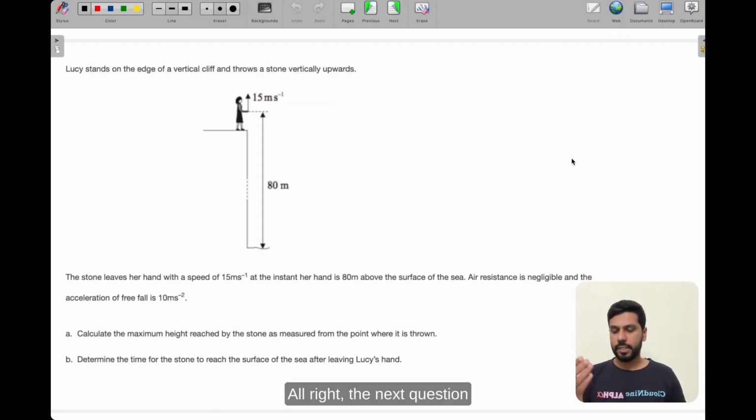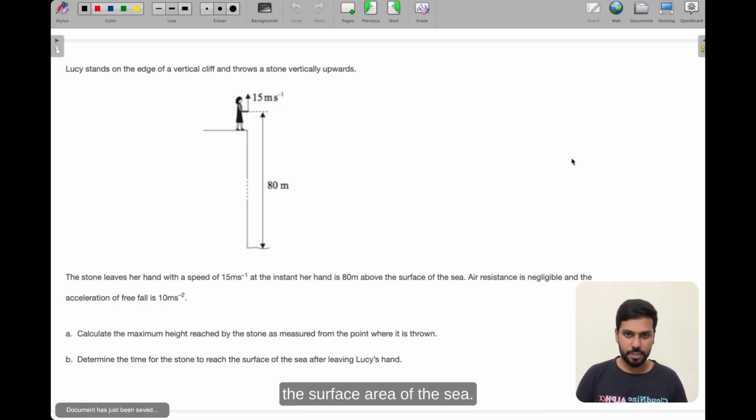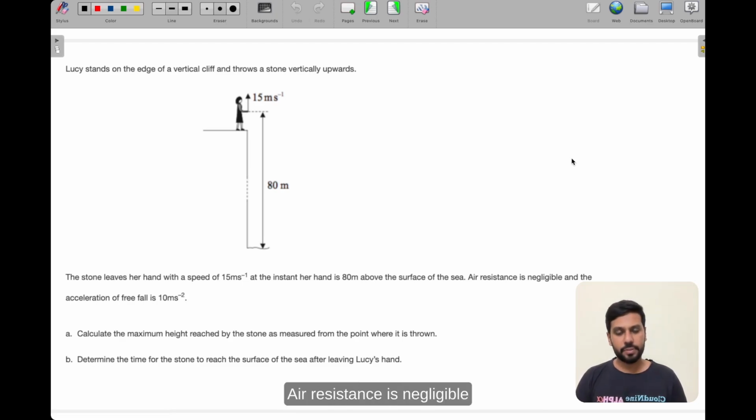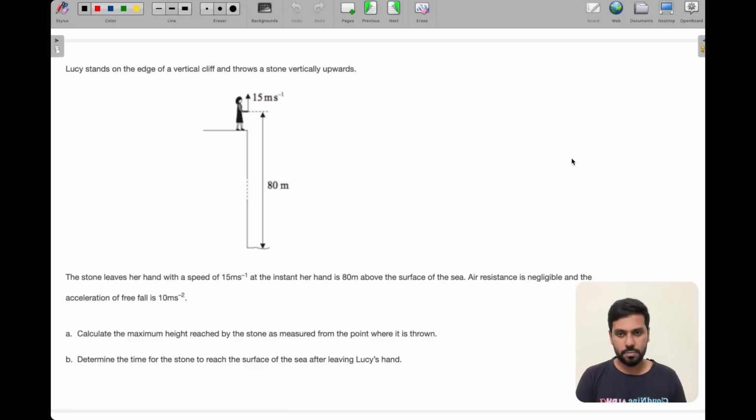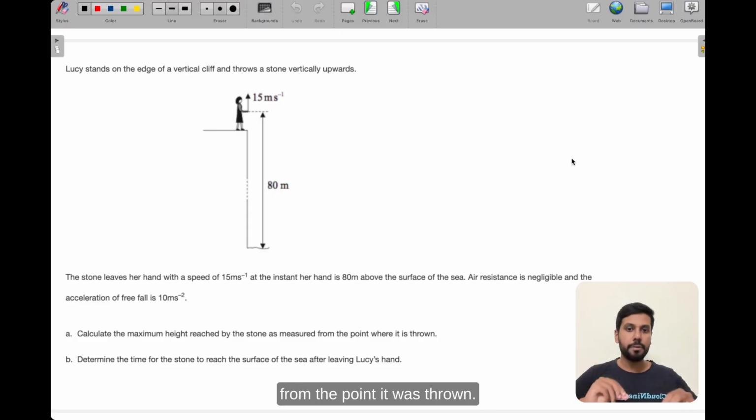All right. The next question says, Lucy stands on the edge of a vertical cliff and throws a stone vertically upwards. The stone leaves her hand with a speed of 15 meter per second. At the instant, her hand was 80 meter above the surface of the sea. Air resistance is negligible and the acceleration of free fall is taken as 10 meter per second squared. They're asking, calculate the maximum height reached by the stone as measured from the point where it was thrown.